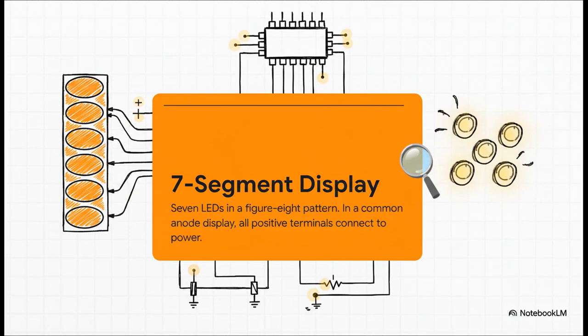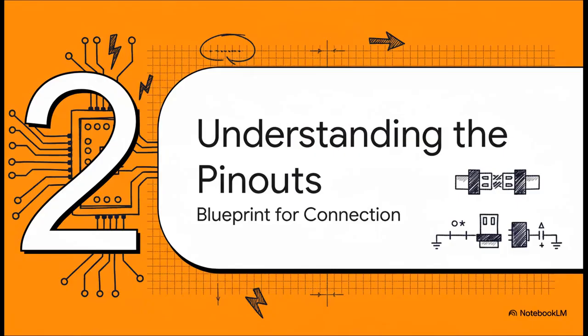And here's our face. The 7-segment display is actually brilliantly simple. It's just 7 little light-emitting diodes, LEDs, arranged in a figure 8 so they can form any digit. The kind we're using is called common anode. Now that might sound technical, but all it means is that the positive side of all 7 LEDs are tied together and hooked up to power. So to light one up, the IC just has to connect its negative side to ground. That's it, circuit complete.